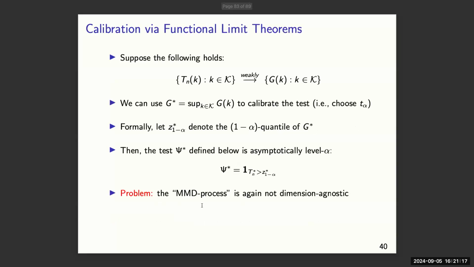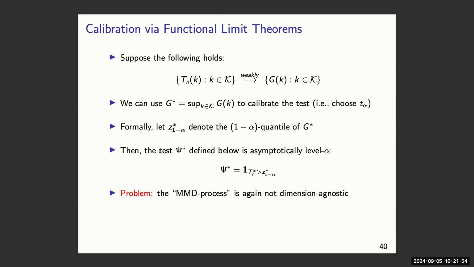So one way we could proceed is to treat this as a stochastic process. We have a collection of statistics indexed by the family of kernels, and let's assume that there's some weak convergence, some distributional convergence of this stochastic process to some nice limiting stochastic process, let's say G. Then we could look at the supremum of the limiting stochastic process to calibrate the test. And again, we could set z star 1 minus alpha as the 1 minus alpha quantile of G star, and that would give us an asymptotically level alpha test.